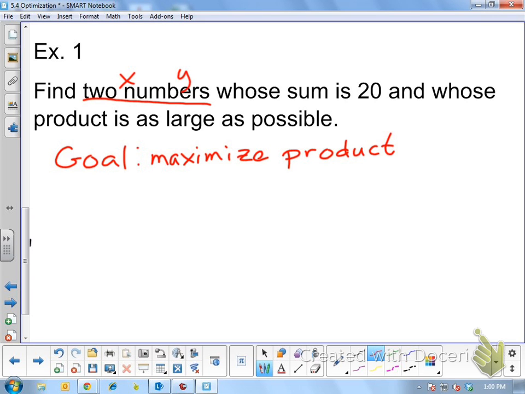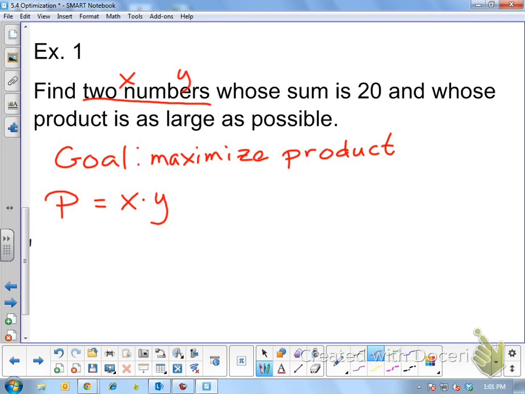And it said to maximize product. So what should our first equation be? What's our main equation if we're trying to maximize product? I'm going to use P for product. I could have named it whatever I wanted to, but I'll do P for product. So what should product equal? X times y.